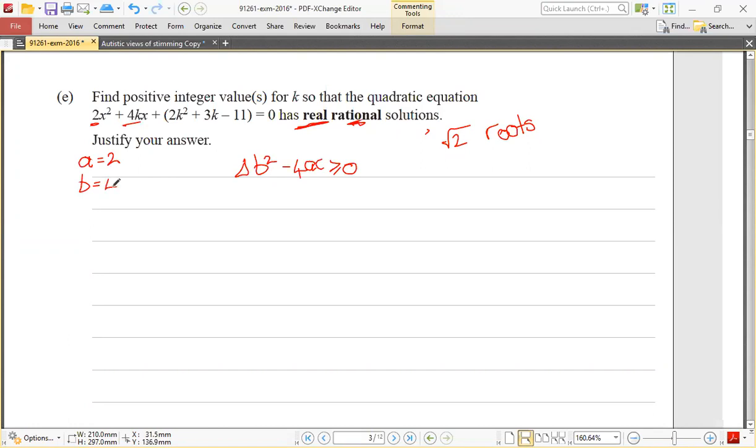So B is 4K. Oh, is it? Okay. Well, that's interesting. And C is going to equal all that. Yeah? Okay. So you substitute it in.